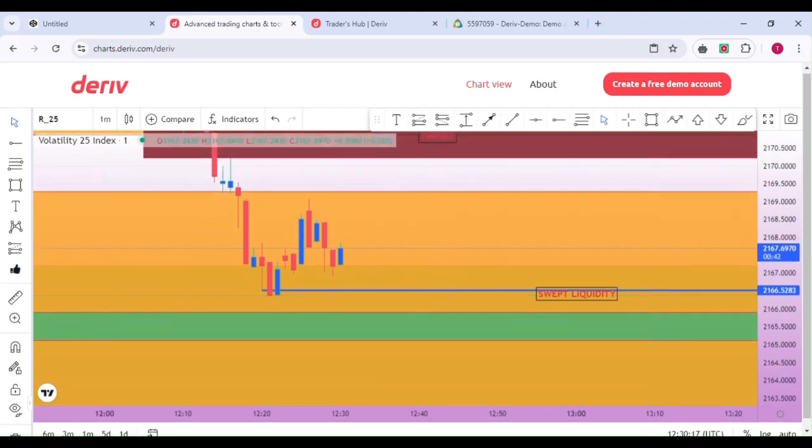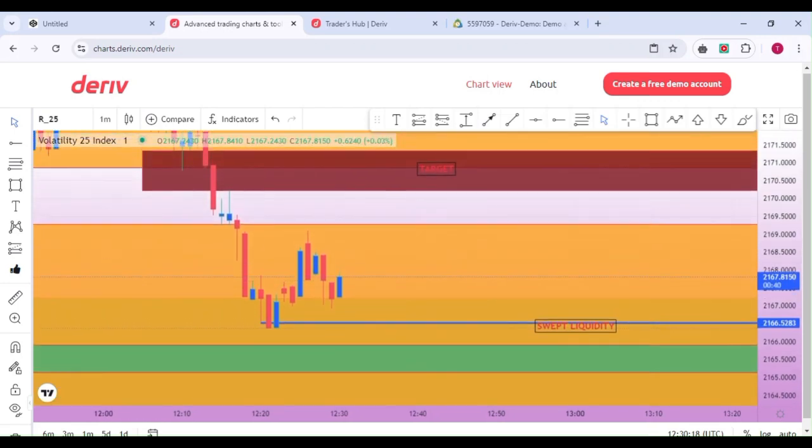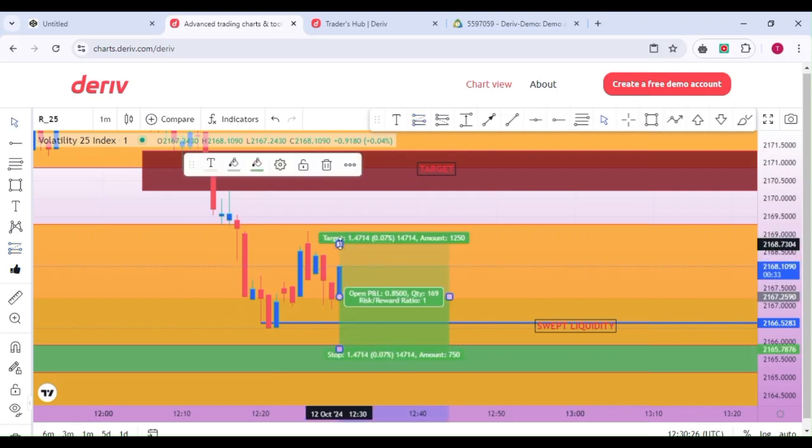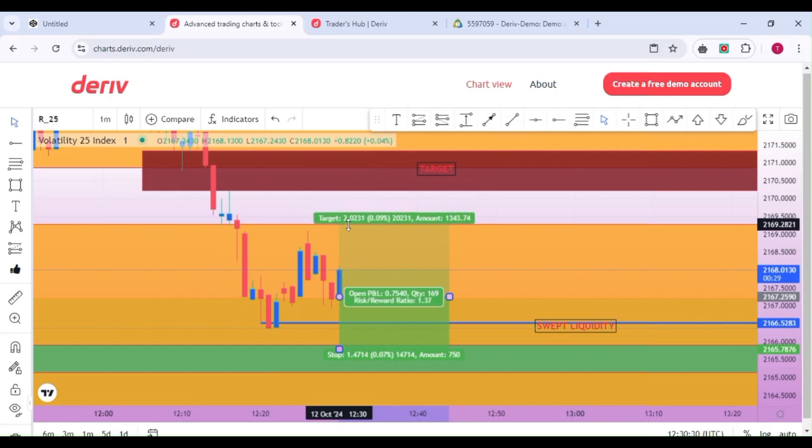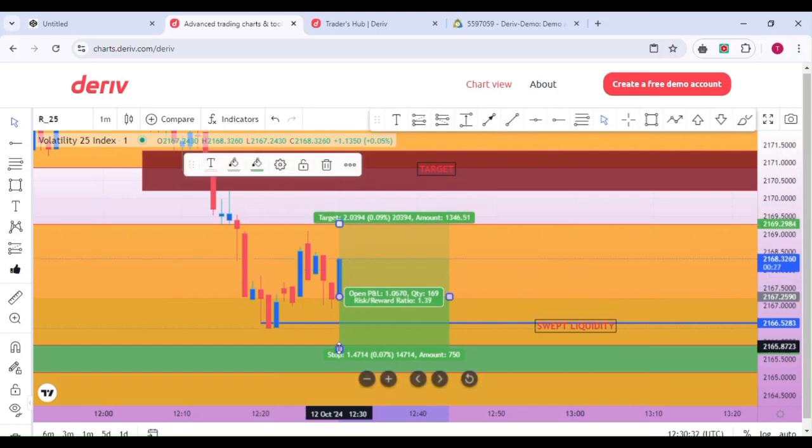So let's wait whether it will reach this target of mine here. Let me zoom out for you guys to see. So the trade has started. Let's take that long trade, that long position there. You see we have entered on that point. So what's our target?